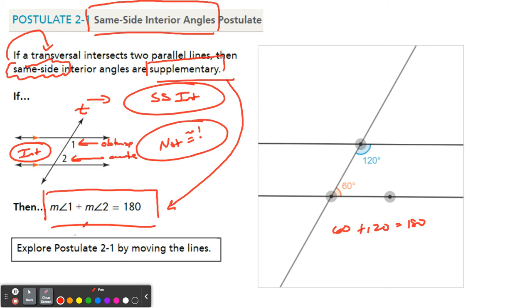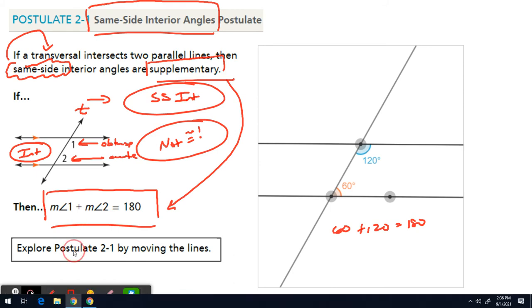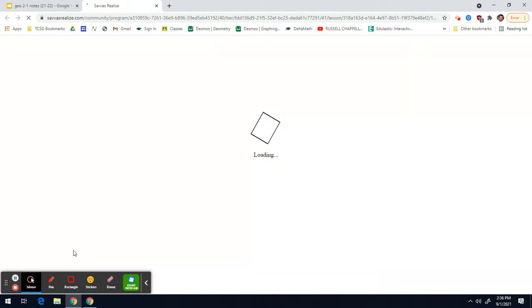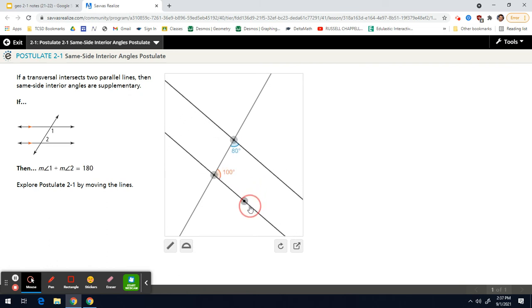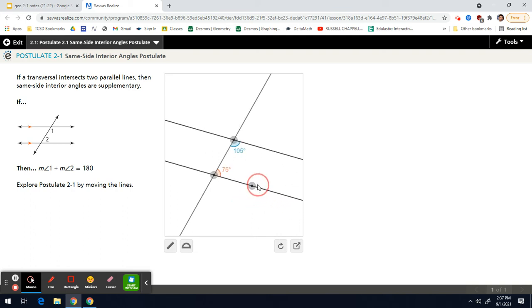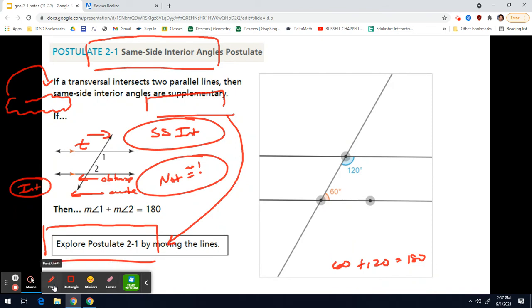Okay, so let's go ahead and explore using Desmos. Give it a second to warm up. Good, so here we go. I can take this point here and I can move these parallel lines. Notice here 180 is 180, 75, 105 is 180. So same side interior angles are supplementary as long as the lines stay parallel. Okay, back to this. All right, let's keep on rolling.